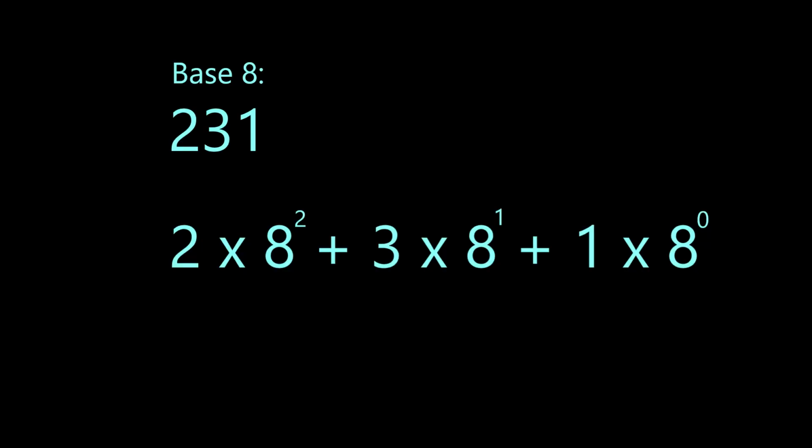Instead of the times 10 to the whatever power, you replace that 10 with 8 because that's the base we're in. We're in base 8 now. So instead, we would have 2 times 8 to the second plus 3 times 8 to the first plus 1 times 8 to the 0 power.